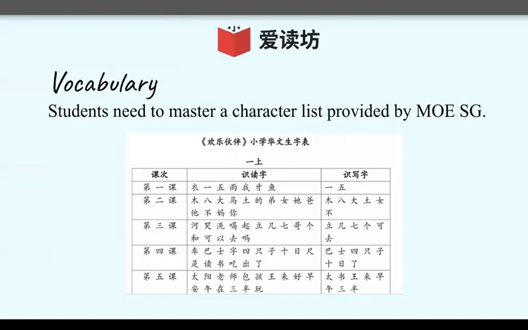The middle of the table is 识读字, able to read, and the left is able to write, 识写字. Parents can find this in the back of the textbook.